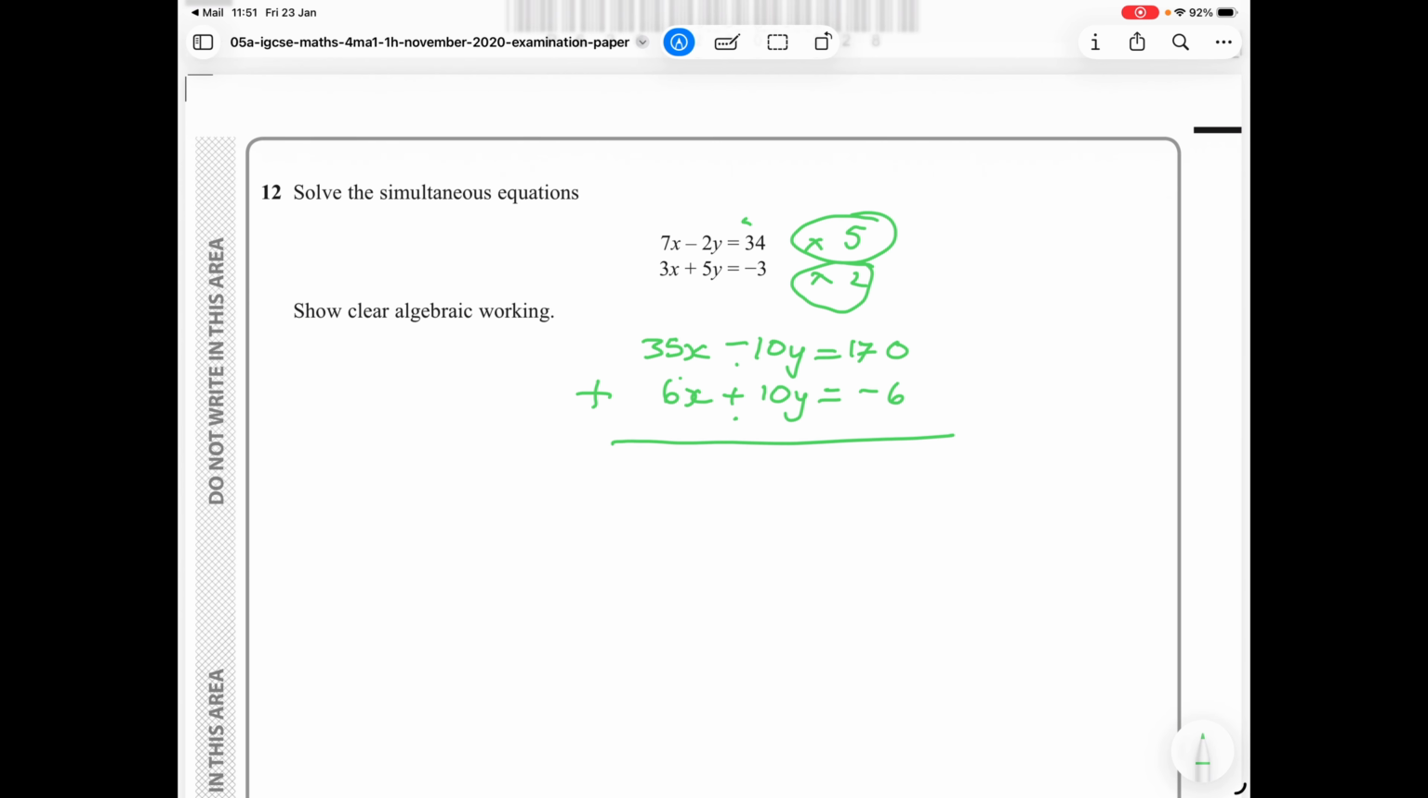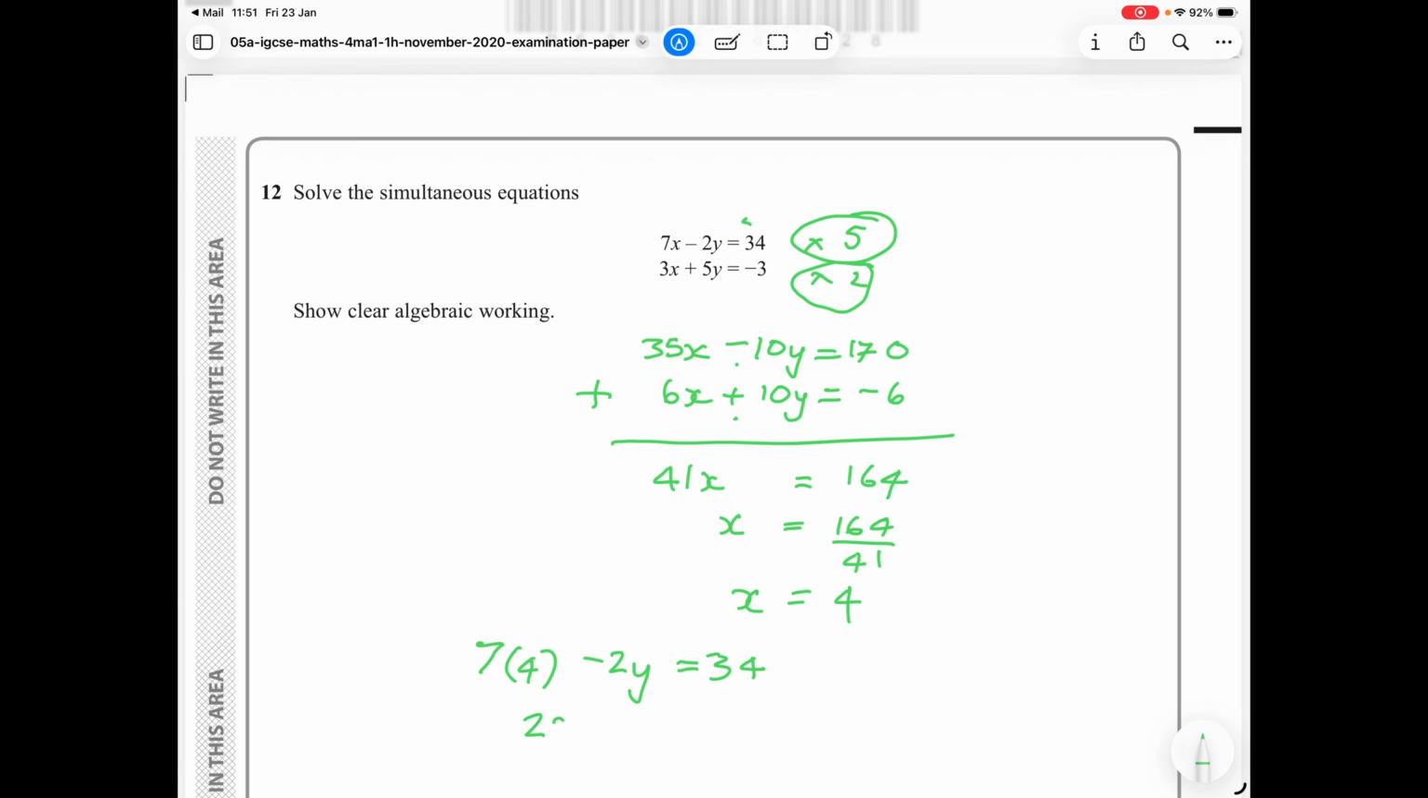And what you get is 41x equals 170 minus 6, which is 164. And I can see that that is 4. So if we divide through by 41, x is going to equal 4, but I'll just do it to show you, because 164 over 41 is 4, so that means x equals 4.